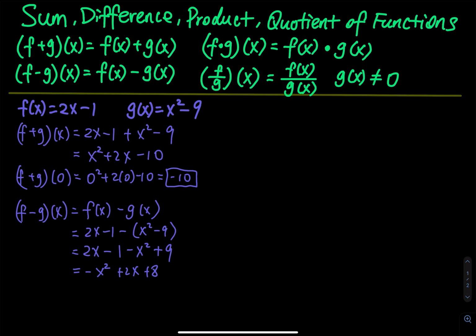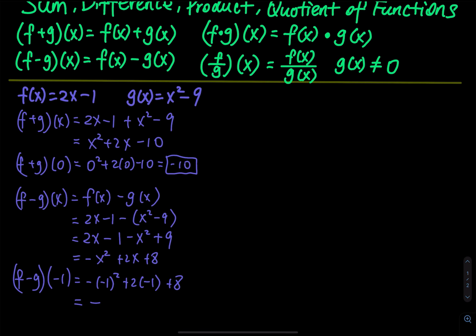For function evaluation, you can try f minus g. Let's put some easy number. Let's not try negative 16 or those kinds of numbers. Negative 1. So you have negative 1 squared plus 2 times negative 1 plus 8. So that is equal to negative 1 minus 2, right? And then plus 8. So 8 minus 3 is equal to 5.